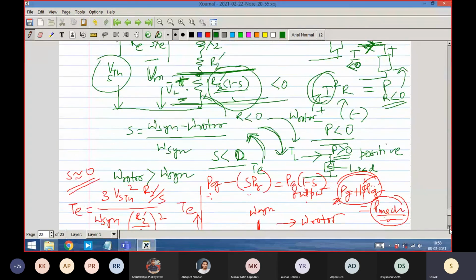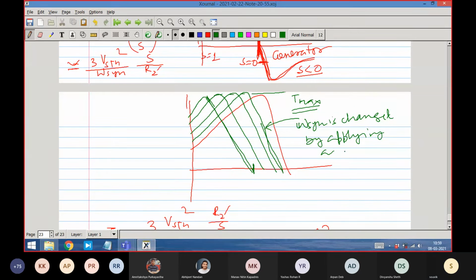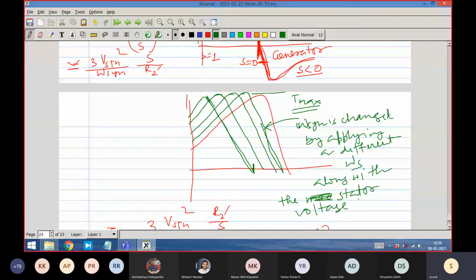This is where I will say that synchronous speed is changed. Omega c is changed by applying a different omega s. Okay, and this is changed along with the magnitude of the stator voltage.